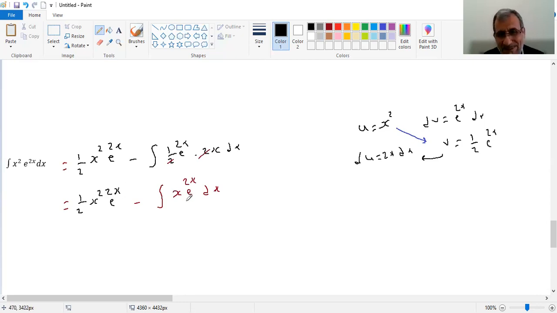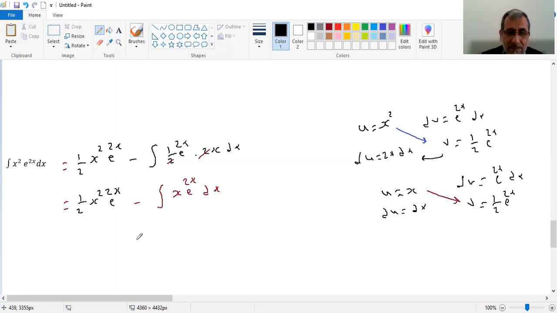Now this one is also u dv, but don't change it, it is ux. So again, u is equal to x, the derivative is 1 dx. And this one, what is the dv? The dv is e^2x dx. The integral v is the same half as above, half e^2x. Now uv, u multiplied by v.